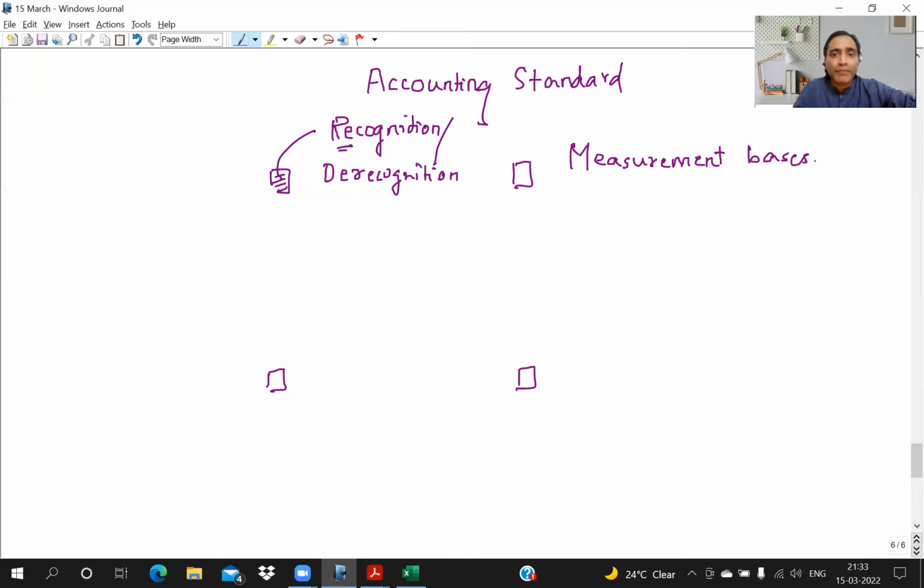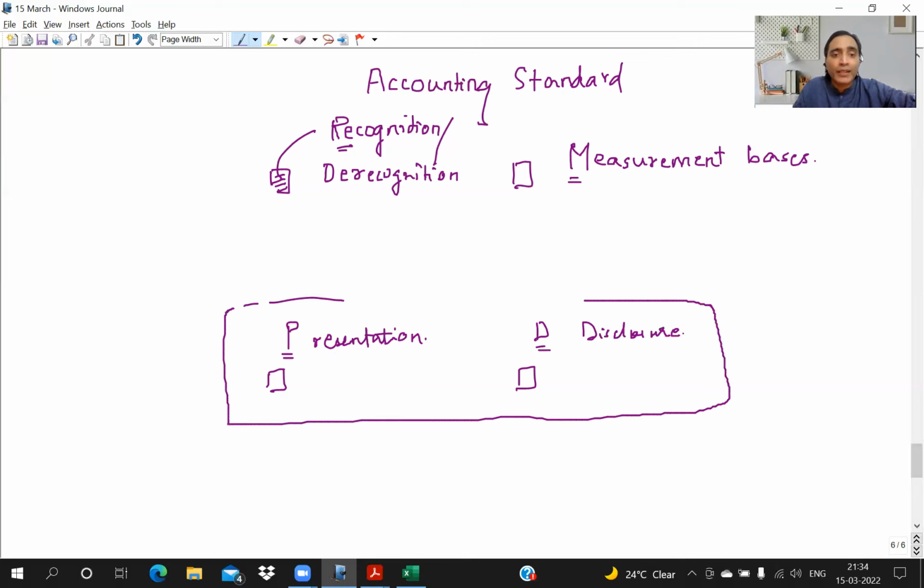So R, M, then P and D. Any guesses? P and D. P stands for presentation. For presentation and disclosure. Very good. Presentation, and D stands for disclosure. Okay. So presentation, disclosure. We have an accounting standard for this. Which one? For presentation and disclosure, we have a dedicated accounting standard, which we are going to start tomorrow itself. Which one? IAS 1. Yes, very good.